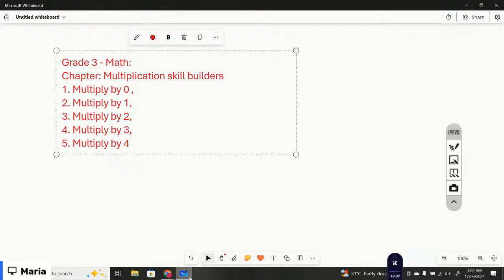We are here for grade 3 math. Hello everyone, we are here for grade 3 math.